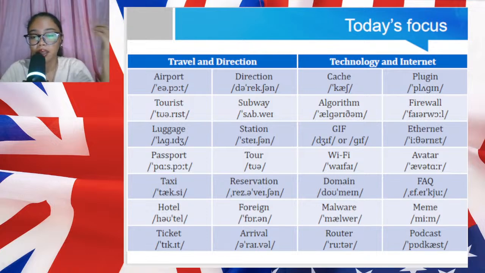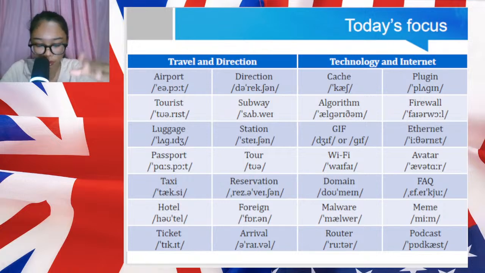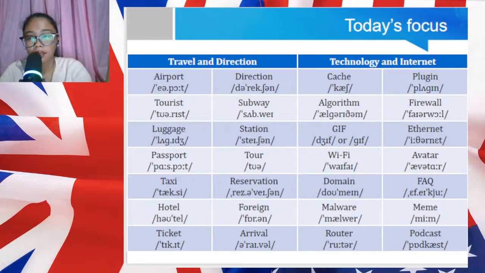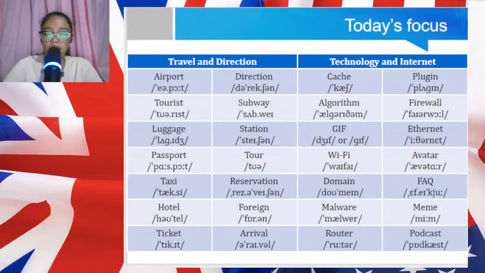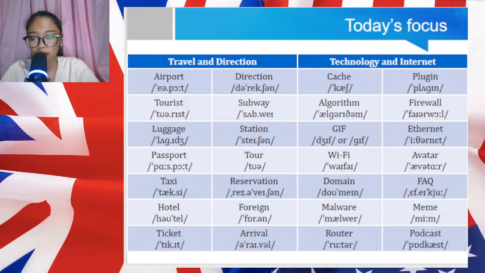One more time. For travel and direction, I'll run through it. I'll read it as fast as I can, as quick as I can. You should read it with me also in your own comfortable place. All right. For travel and direction, these are the words that we have discussed: airport, tourist, luggage, passport, taxi, hotel, ticket, direction, subway, station, tour, reservation, foreign, arrival. Those are for travel and direction.